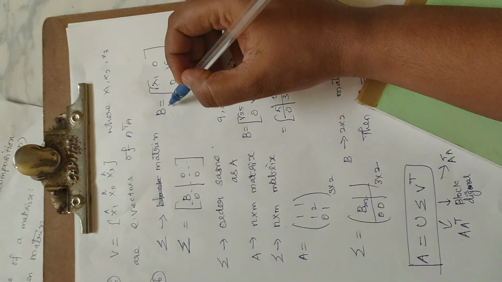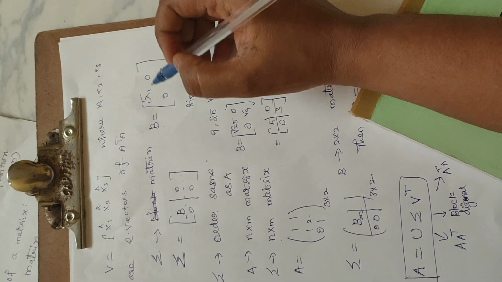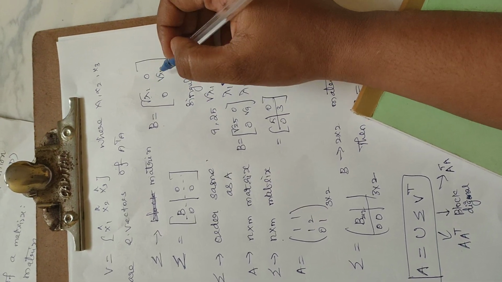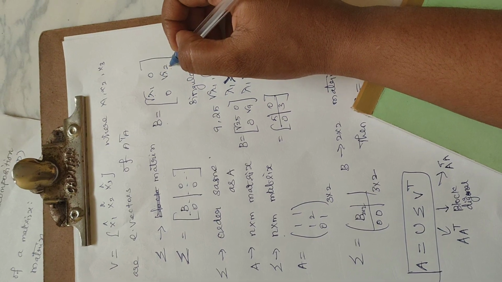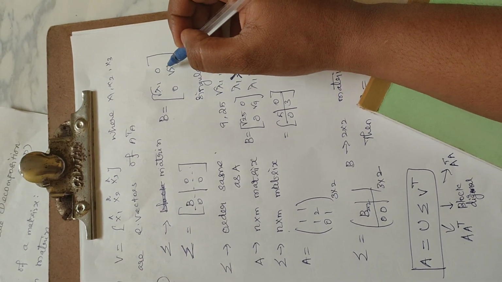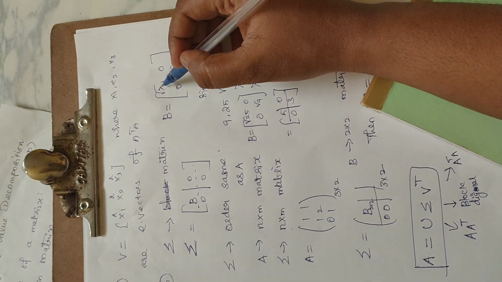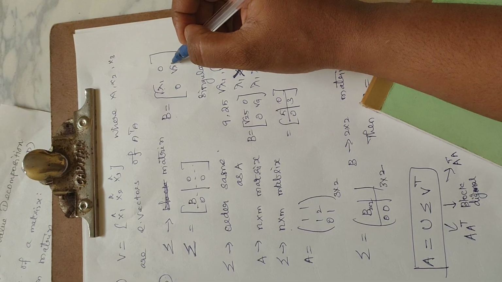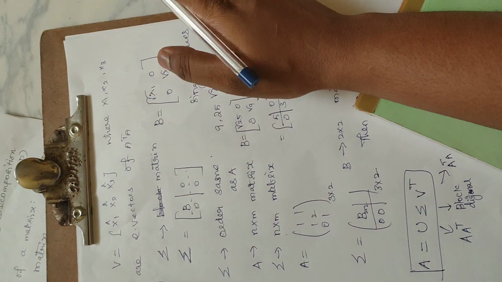Where B is the matrix which consists of the singular values of the given matrix. So suppose lambda 1 and lambda 2 are the eigenvalues, then root lambda 1, root lambda 2 are the singular values. You know that. So B consists of root lambda 1, root lambda 2 in the diagonal entries. Remaining entries will be 0. It is a diagonal matrix actually.